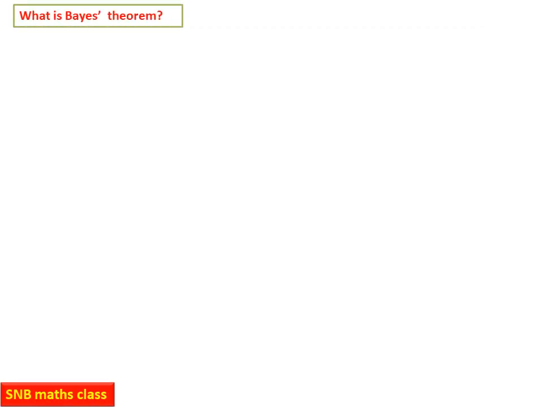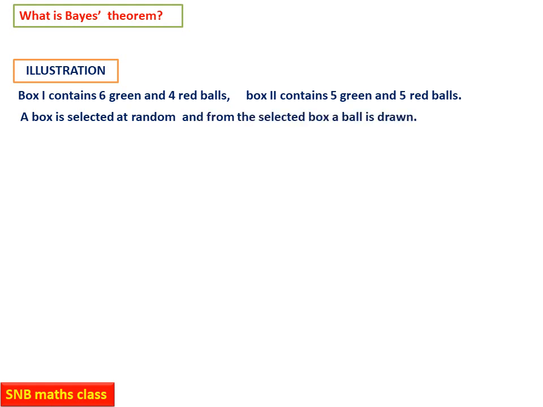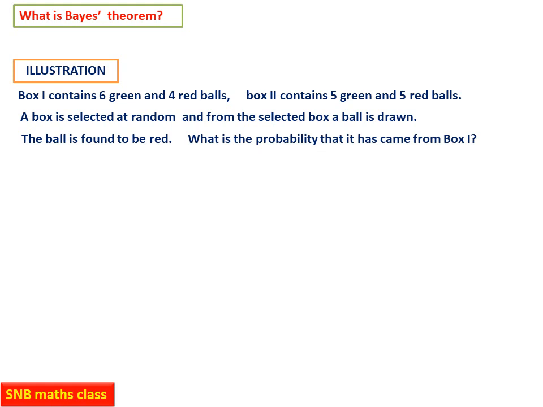What is Bayes theorem? Let me make it clear in the beginning itself. Let us take this example. The same example I discussed in the last class also. Box 1 contains 6 green and 4 red balls, and box 2 contains 5 green and 6 red balls. A box is selected at random, and from the selected box a ball is drawn. The ball is found to be red. Now, what is the probability that it has come from box 1?